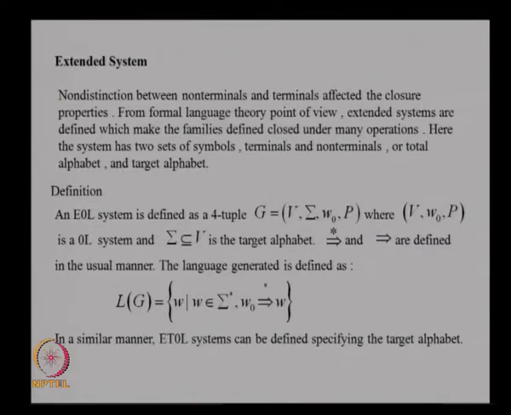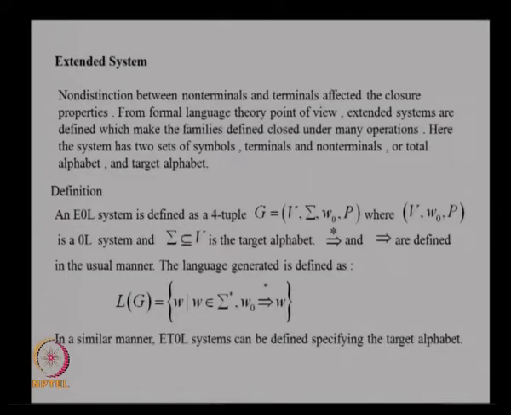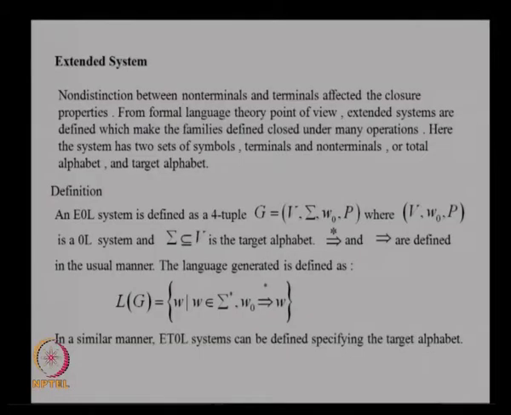The main defect from the formal language theory point of view is the non-closure under operations. Table 0L systems were also not closed under many operations. So, in order to make the system closed under many of the operations, the distinction between non-terminals and terminals was introduced. Actually, this is the one which creates the non-closure property. So, non-distinction between non-terminals and terminals affected the closure properties.